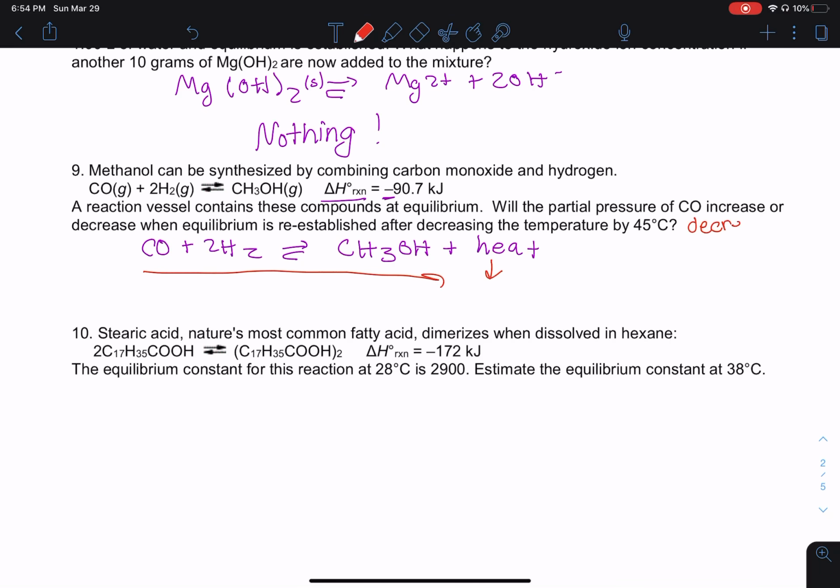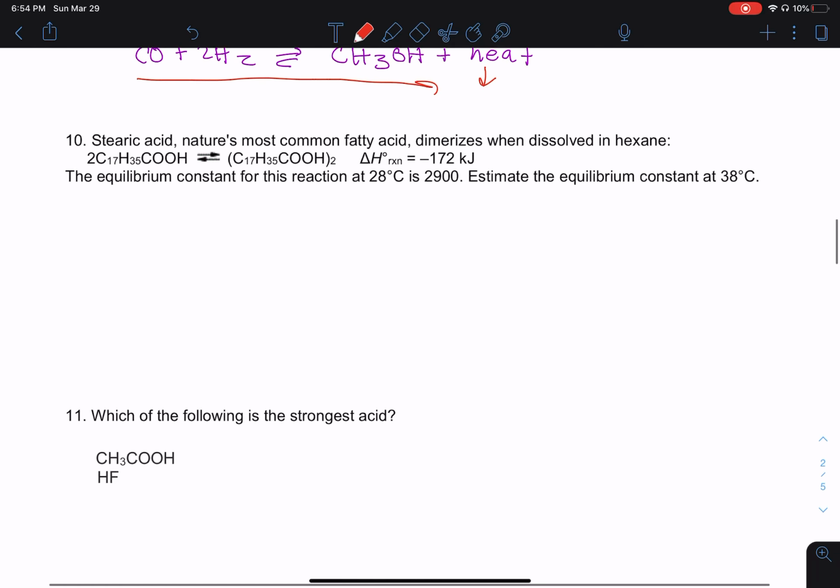So the answer is decrease. It will decrease. Okay, moving on.